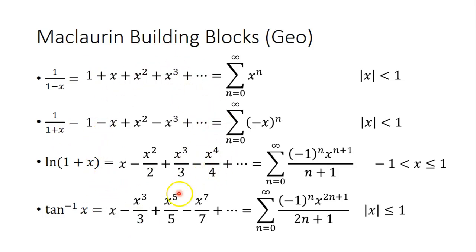No factorial. A very common mistake is that on tangent inverse, people will throw factorials on the bottom, or on natural log as well. But these are antiderivatives of straight polynomials, right? And so there should not be any factorials on the bottom here. Note about the intervals of convergence here.